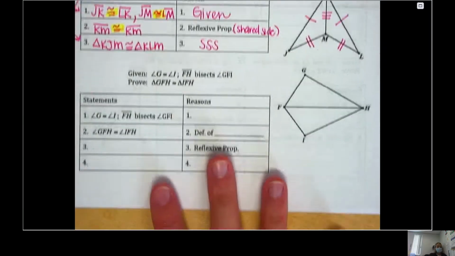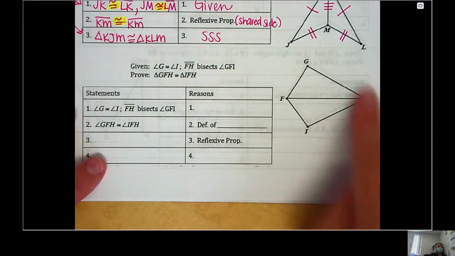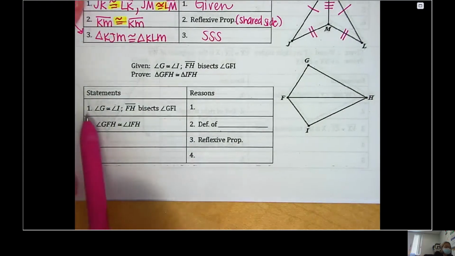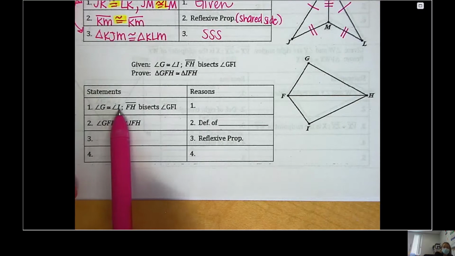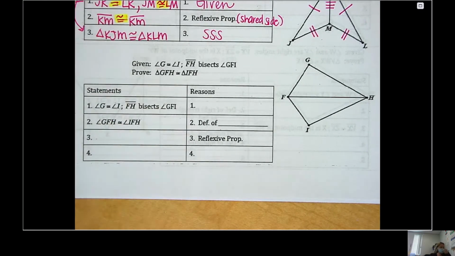All right. Number 3. I again have 2 triangles. What do you already notice before I even start anything? What do you already notice about these 2 triangles? They have a shared side. So I know I'm going to have to use that somewhere in my proof here. Good. All right, so my first statement says angle G is congruent to angle I and FH bisects angle GFI.